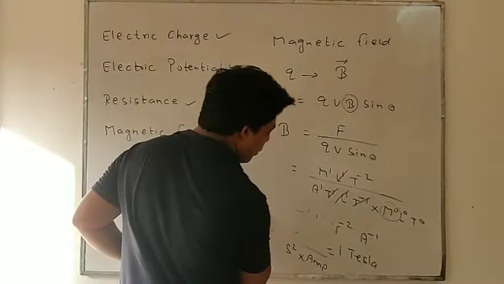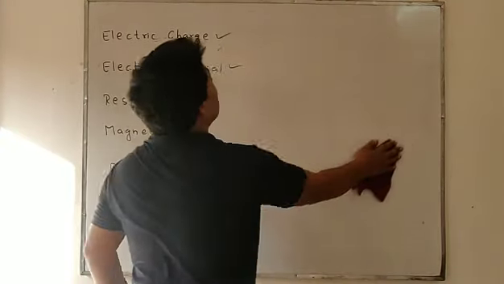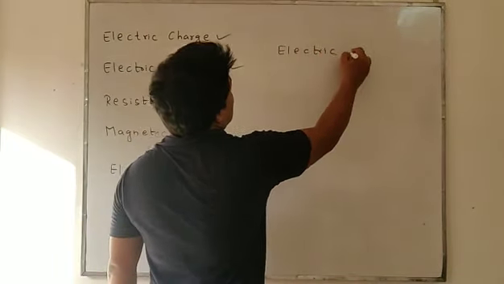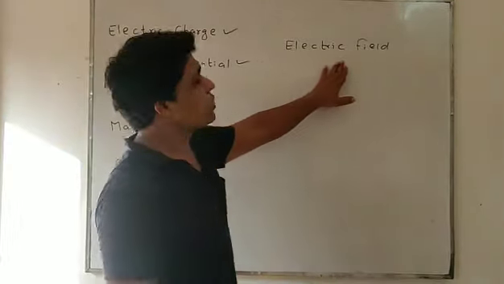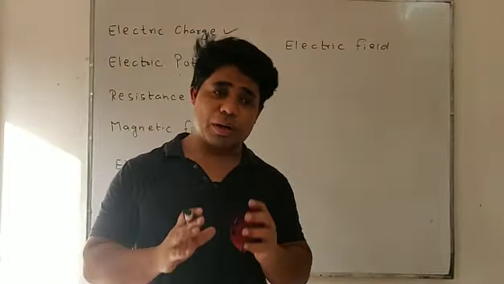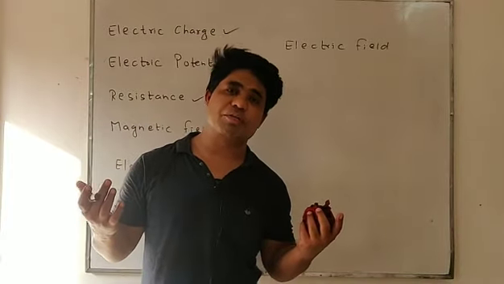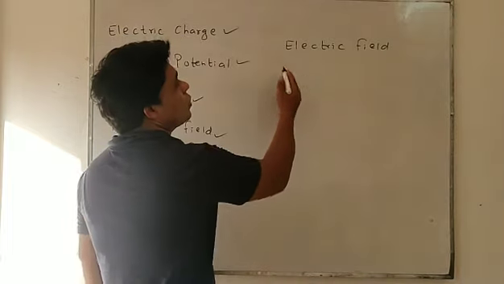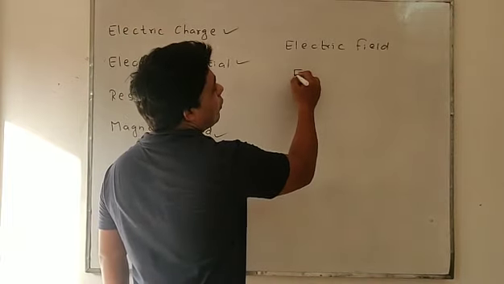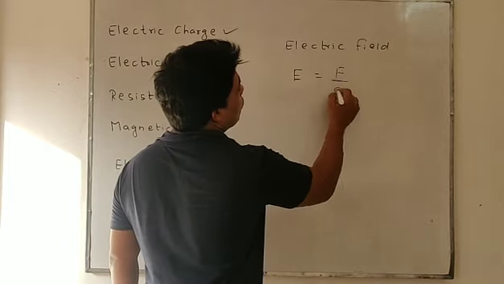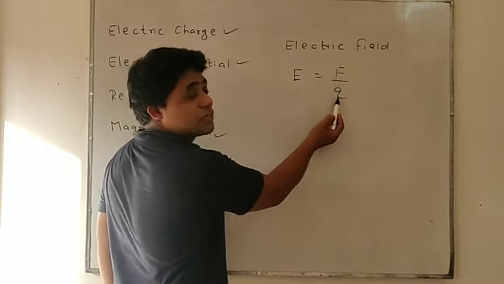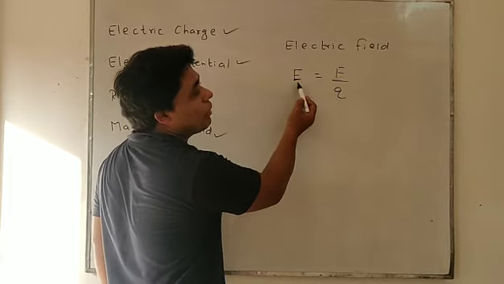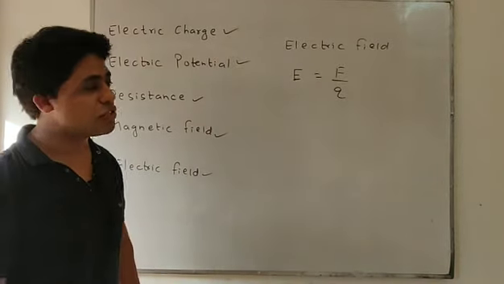Now students, the last one is electric field. Now we are going to find the dimension of electric field. When a charge is placed at rest, it produces an attraction field around that charge, that is called electric field. Electric field has the formula E equals F upon Q. Force exerted per unit test charge, force exerted per unit charge is said to be electric field. Electric field has the formula force by charge.